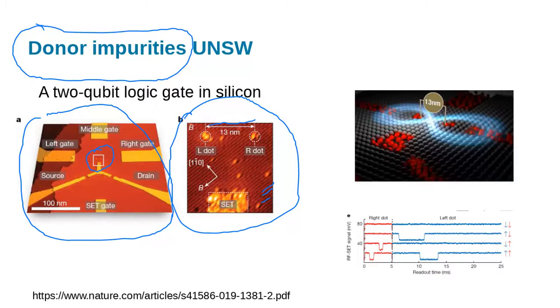It's actually resolved the atomic planes of the silicon. And what these guys managed to do, which is pretty incredible, was place individual phosphorus atoms where they wanted. So there's a very special type of lithography that's needed, but they managed to place individual phosphorus atoms where they were needed in this device.